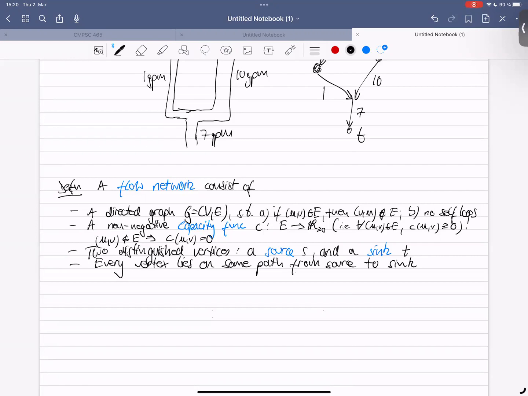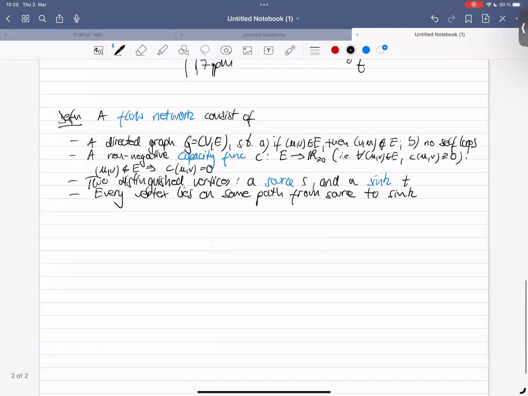So here's two examples of a good and a bad flow network. So here's let's say our start or sink, and we have the following structure in this network.